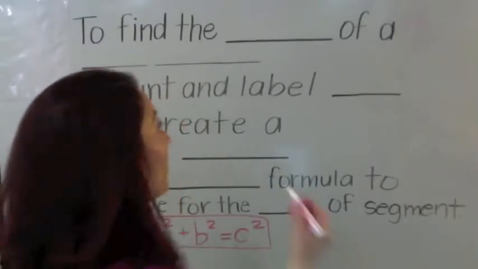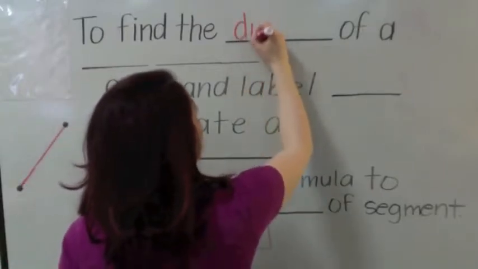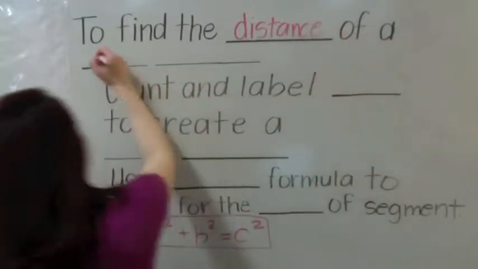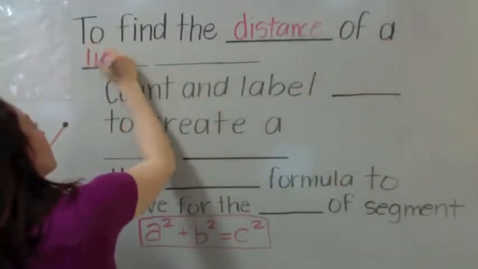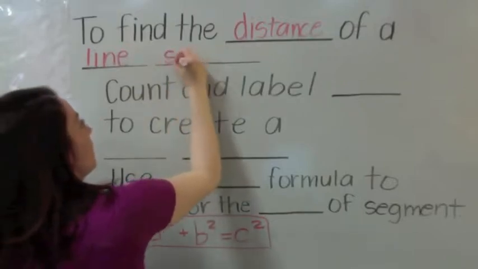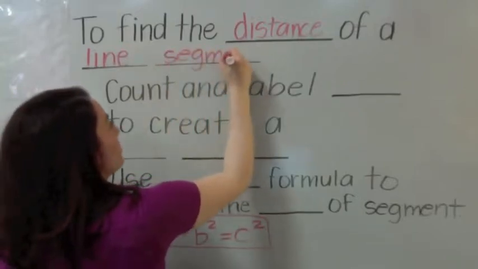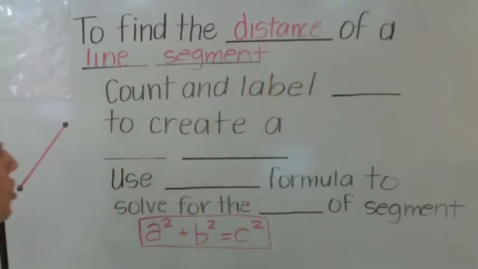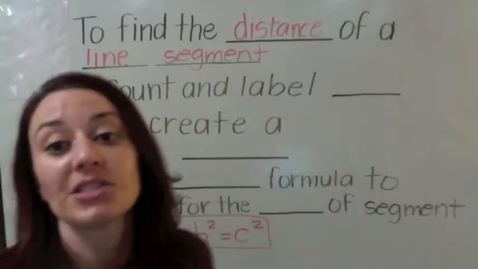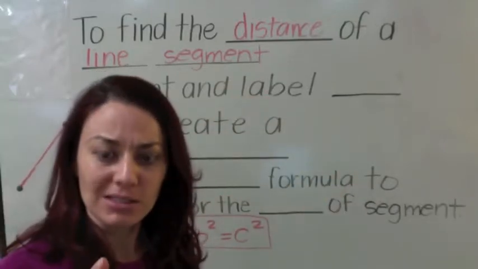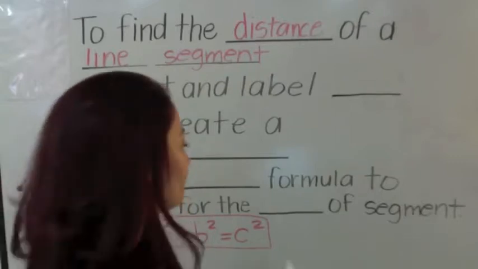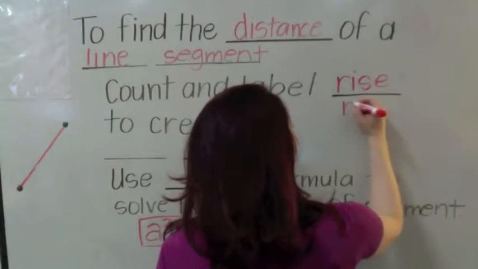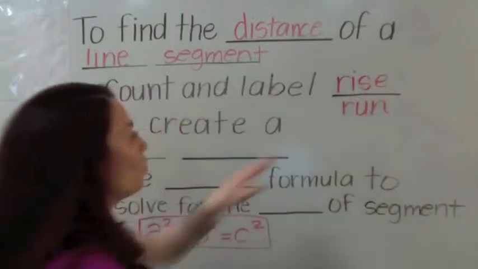So to find the distance of a line segment. Remember, a line segment doesn't have arrows. We can measure the distance, it has 2 points. What we're going to do is count and label the slope, basically. What's slope again? It's rise over run. So write rise over run.